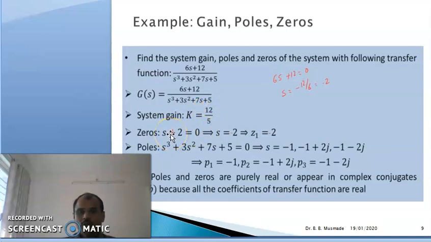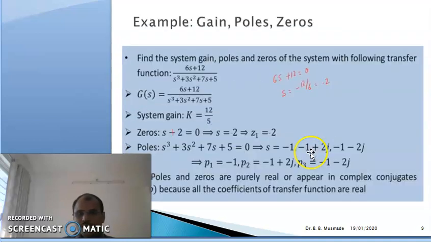Similarly, equate numerator equal to 0 and you will get the location of zero. Here s equals -12 upon 6, therefore the zero location is at -2. Similarly, get the poles from the polynomial of denominator. Here we have 3 poles, one at s equals -1, and the second and third poles are a conjugate pair and they appear at -1 plus 2j, and the location of the third pole is at -1 minus 2j.